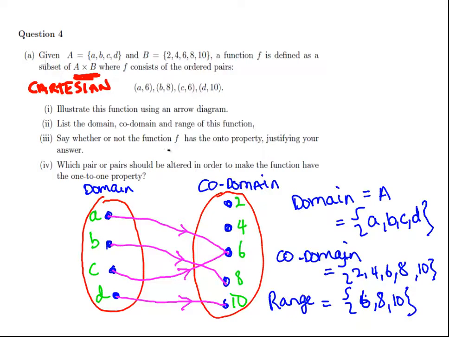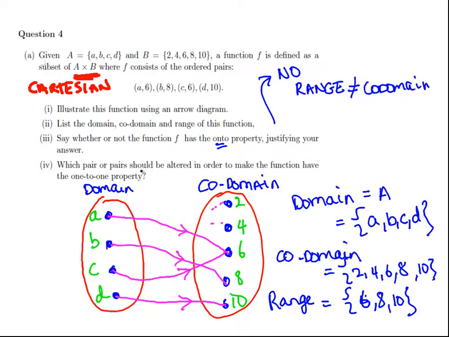Okay. Now, say whether or not this function has the onto property. So does this function have the onto property? The answer to that is no, because the range and the codomain are not equal to each other. So the answer to this one is no. Range not equal to codomain. Essentially the key issue there is that 2 and 4 do not have ancestors. So there's nothing going into 2 and nothing going into 4.